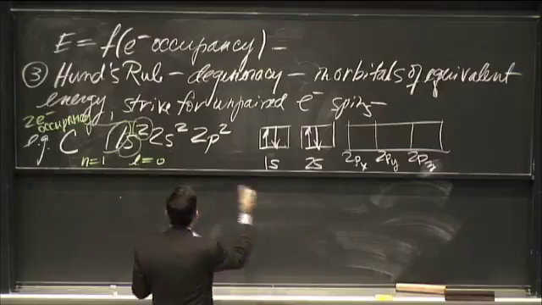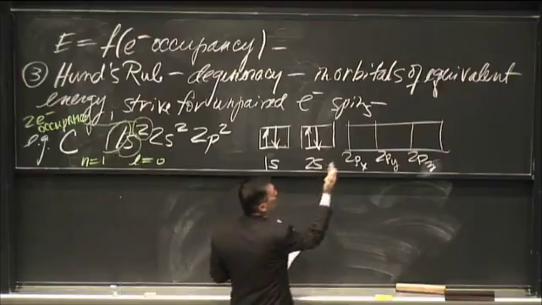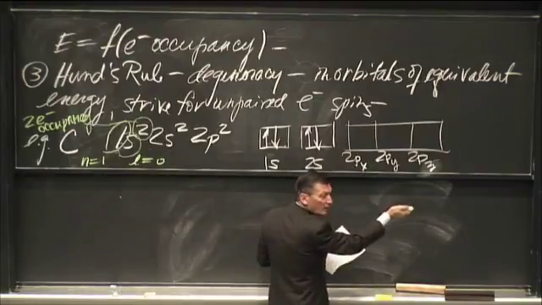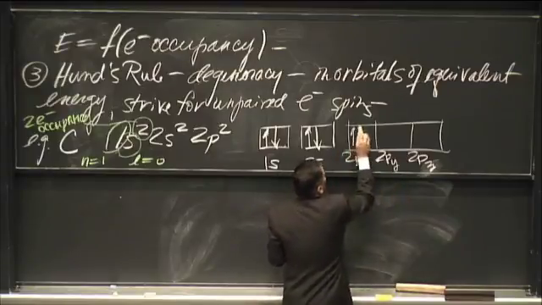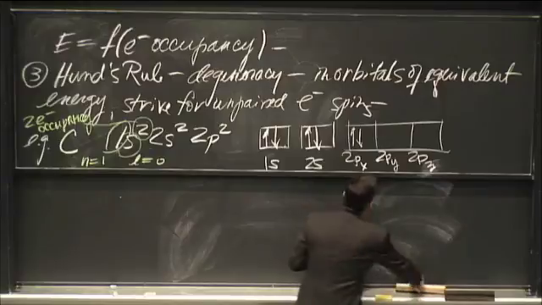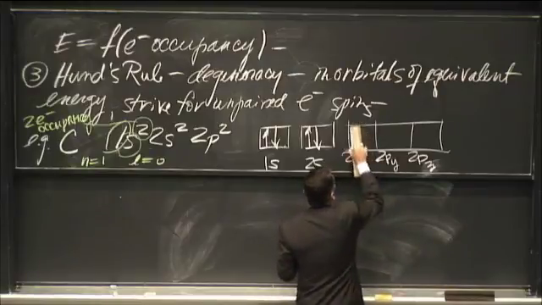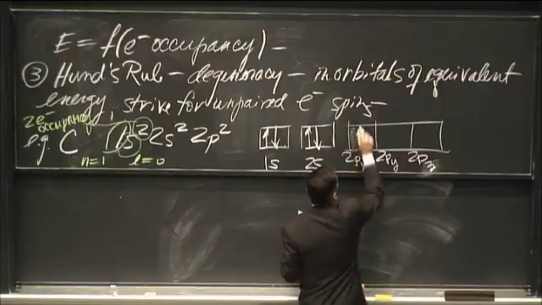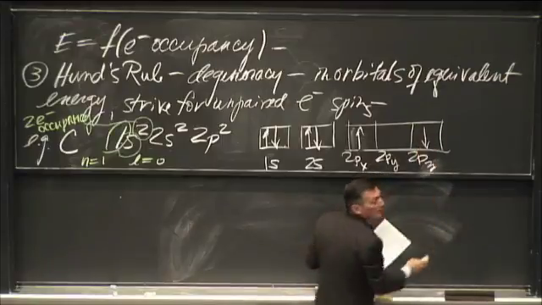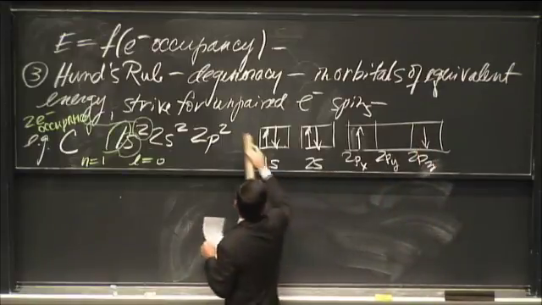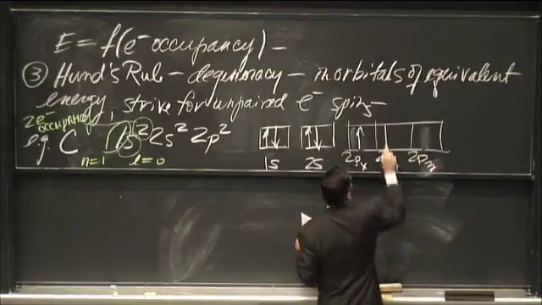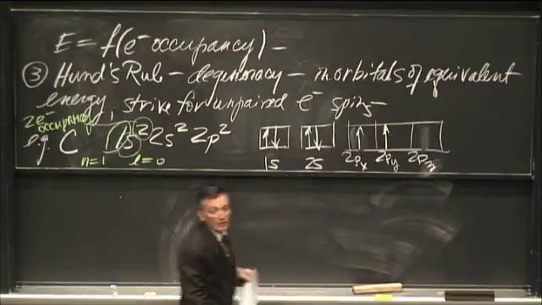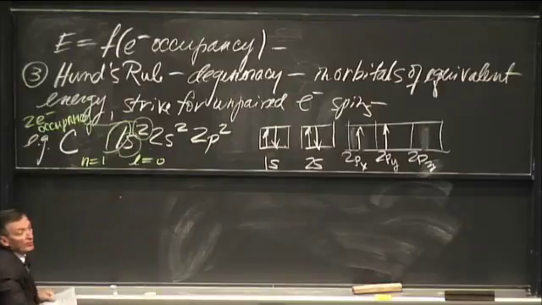And now here's where the Hund rule comes in. I've got to put 2 electrons into these 3 boxes. Now, I could be a librarian and start left to right and make them nice and neat, or I could just put them in wherever I want. What the Hund rule says is strive for unpaired electron spins. So for the Hund rule, you'd put them in both same spin and in different orbitals.